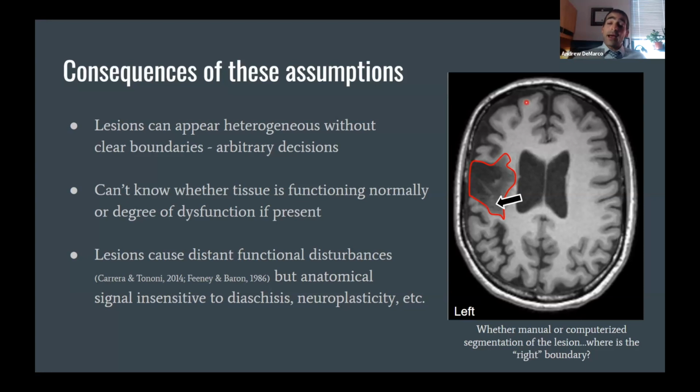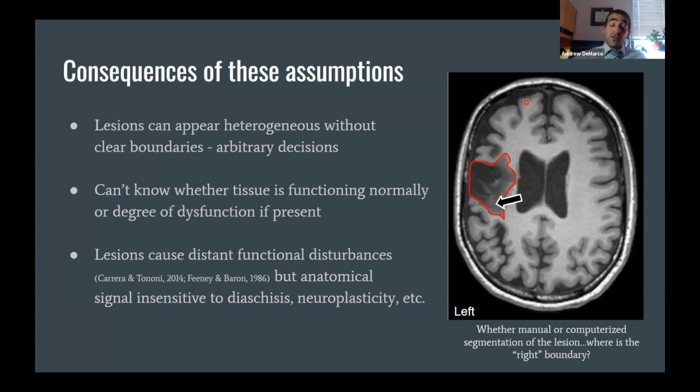So if we trace them out slice by slice, which is what we typically do, then we're forced to make an arbitrary decision about that. And we can't know, based on just the anatomical image, whether that tissue is functioning normally, or if there's any degree of dysfunction. And of course, for over 100 years now, we've known that a restricted cortical lesion can and often does cause remote dysfunction, even far from what you see on the structural MRI image.